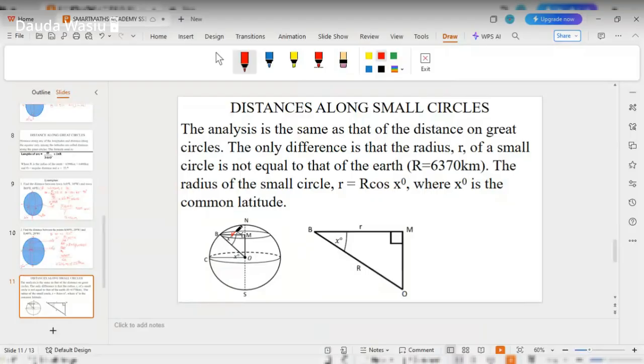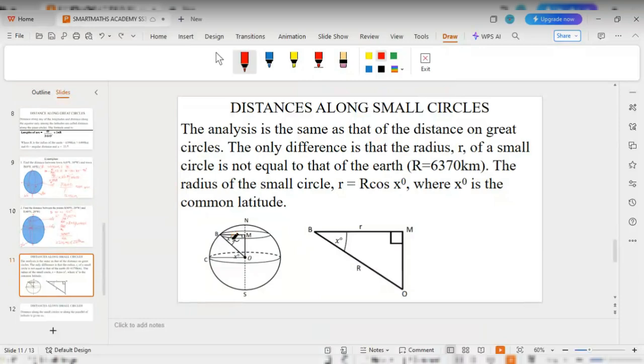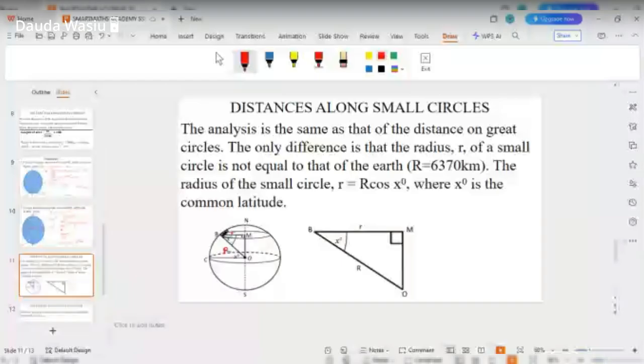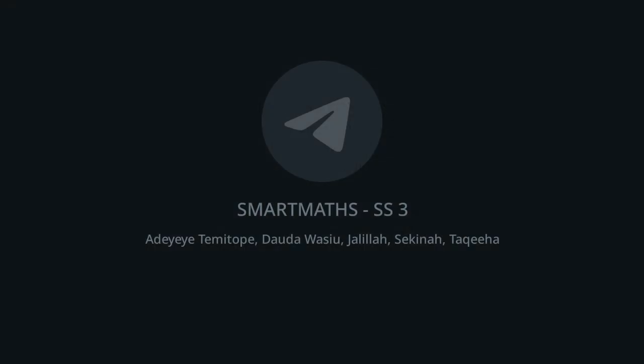Let me do it properly. So this is small r here. This small r is the radius of the small circle, while the big radius is here, as we have it in the second diagram. So distance from B to O is the big radius, that is the radius of the Earth. That brings about the second diagram.